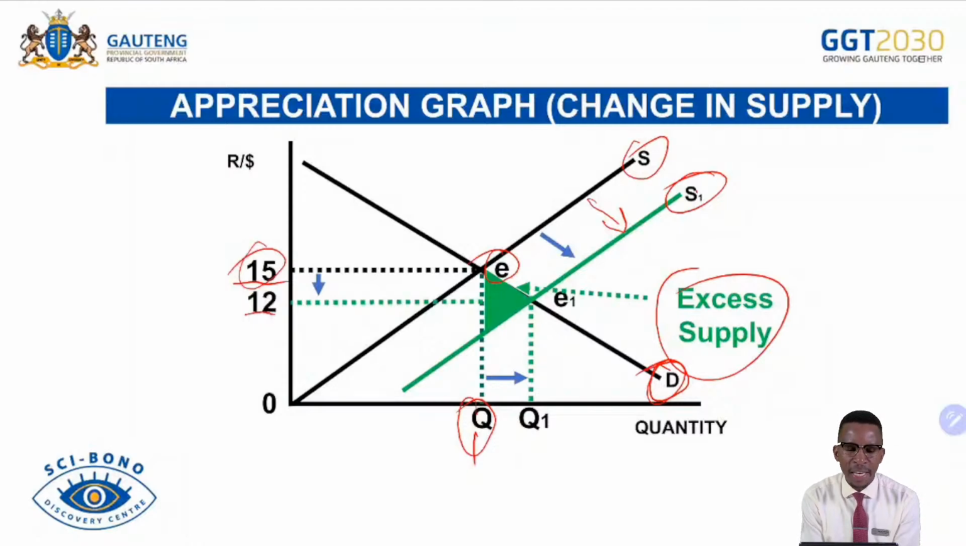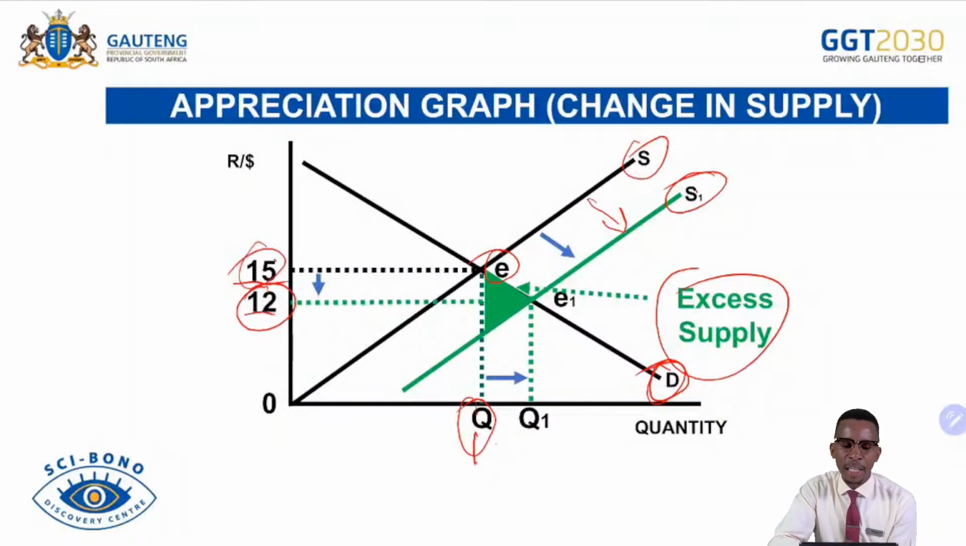Appreciation should not be the increase in numerical values. It should be the decrease in numerical values. So we're paying 15 rand per single US dollar, but now we're paying 12 rand per single US dollar. That means we can afford more dollars now than before, because our rand has appreciated while the dollar has depreciated. So what has happened?